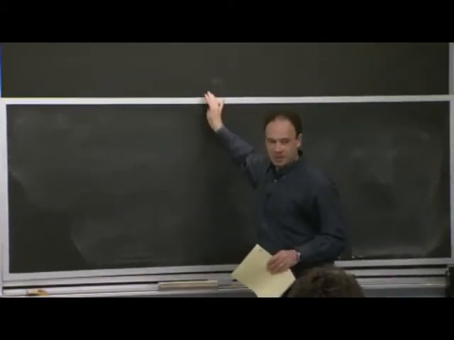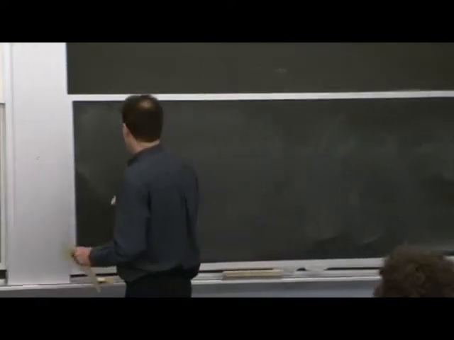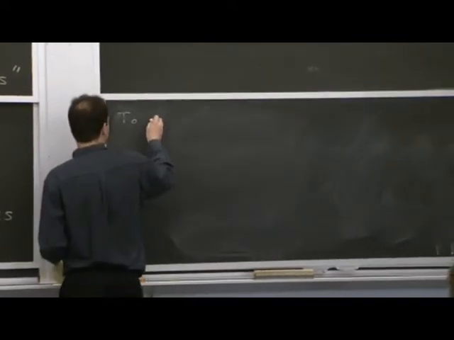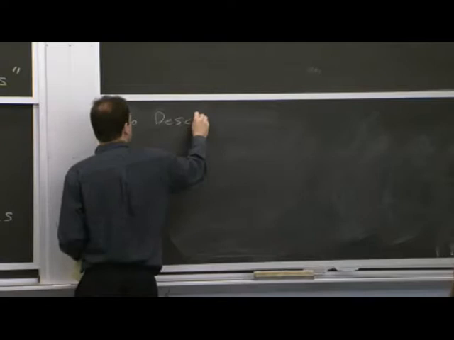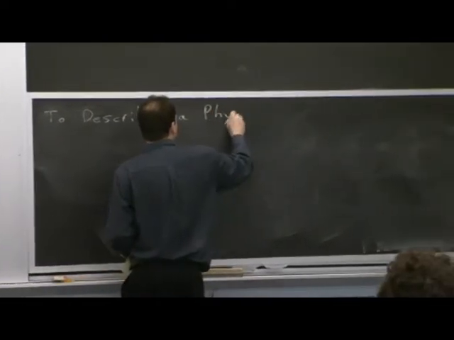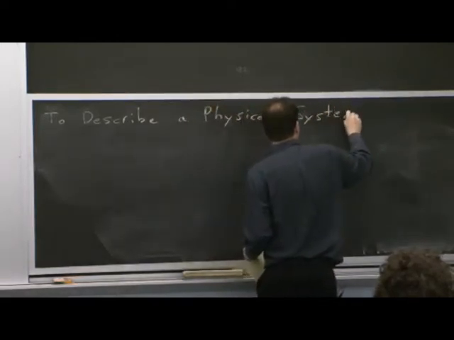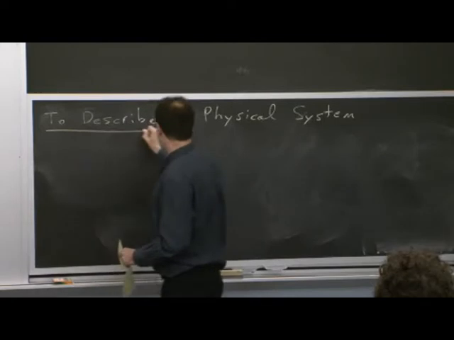So let's say that we've picked a physical system and we want to describe it. What are the things that we should do in order to develop an effective field theory? What are the steps?